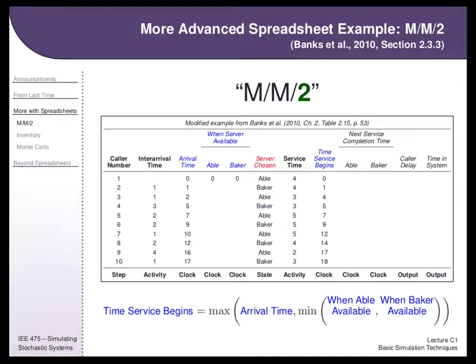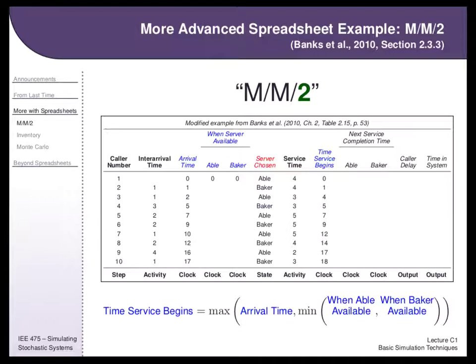But if Able or Baker are not available, there is a column here that says when they're available. And this column says that they're both available at 0, but later on they might not be available until time 5 or time 6. And so we're going to take the max of when they arrived and the min of whichever server is available. So if Able is available first, then that will fill in this column. And if that is after this arrival time, then we have to wait for Able. So that's where this formula will come from.